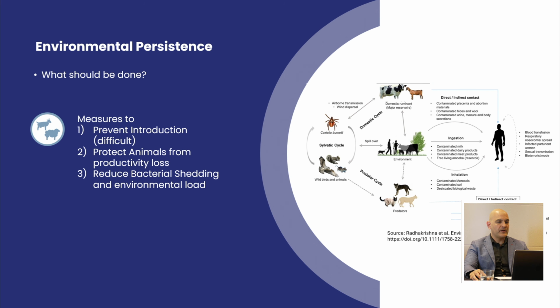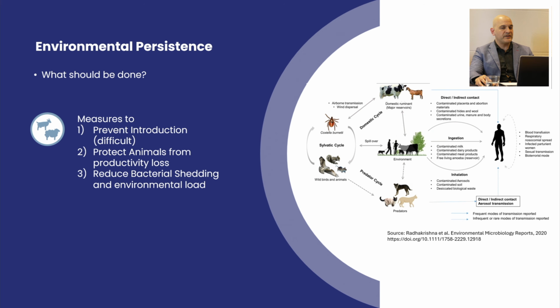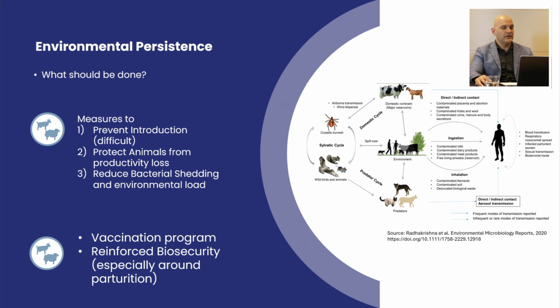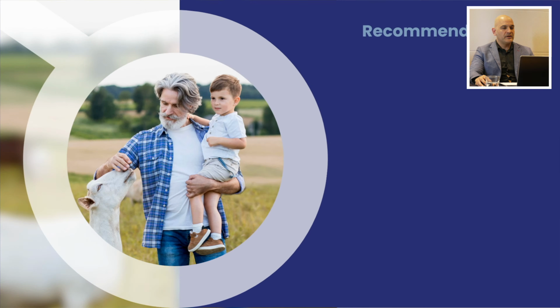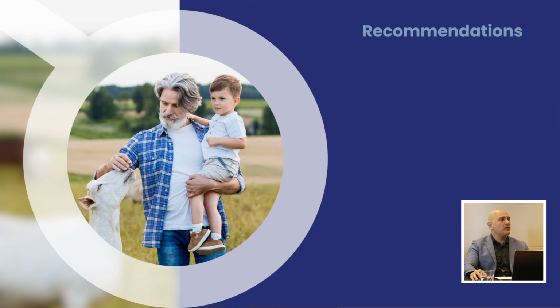pseudospores. So, due to this high environmental persistence, it is necessary for farmers to implement measures that aim at preventing the introduction or reintroduction of the pathogen, protect animals from productivity loss due to reproduction problems, and reduce as much as possible the bacterial shedding to the environment as well as the environmental bacterial load. The main tools to achieve these targets are a well-organized and strict vaccination program, as well as reinforced biosecurity measures, especially around parturition. So, let's finish with some basic recommendations for the vets and the farmers.